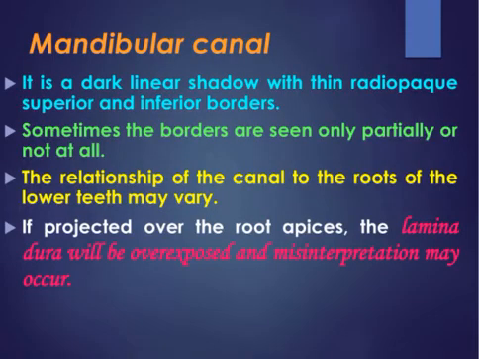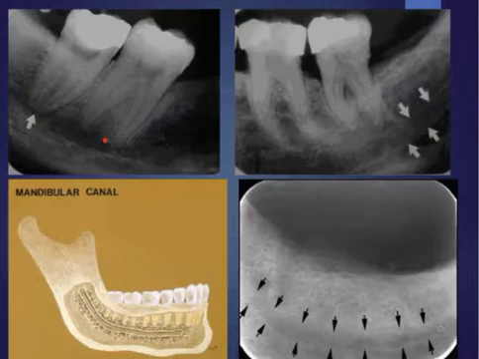Now coming to the mandibular canal. The canal always has a radiolucent area surrounded by an upper radiopaque border and a lower radiopaque border. So it is like a radiolucency surrounded by two lines of radiopacity. This is how a mandibular canal looks.